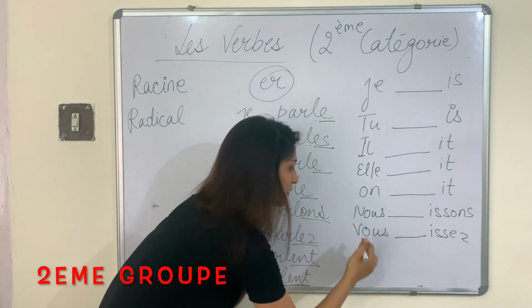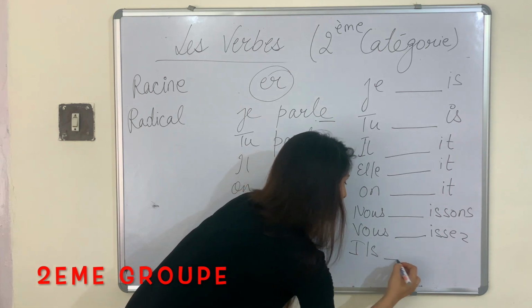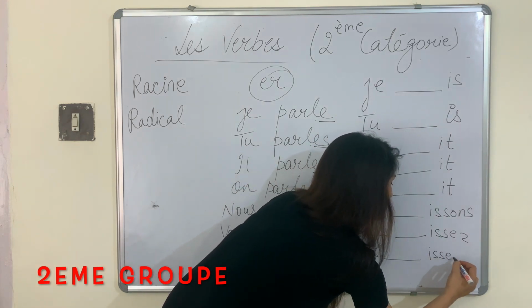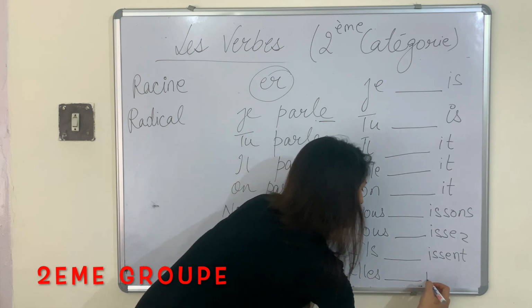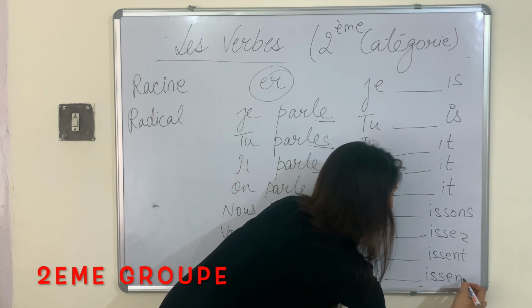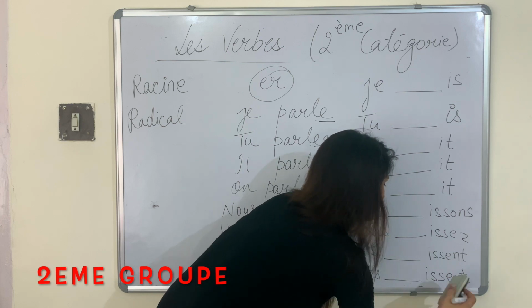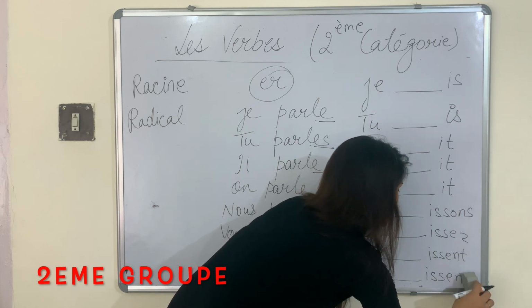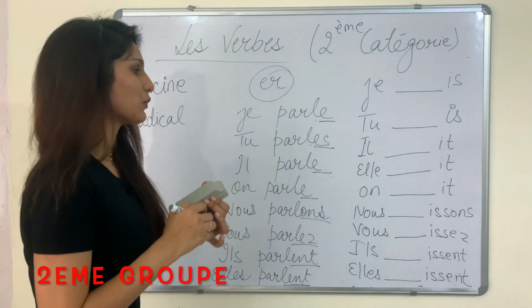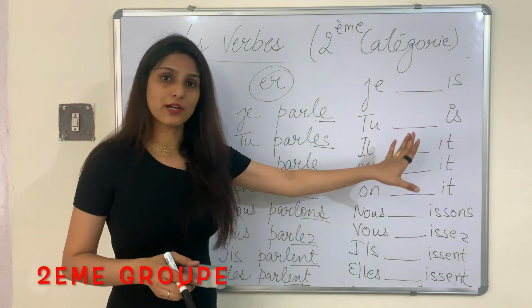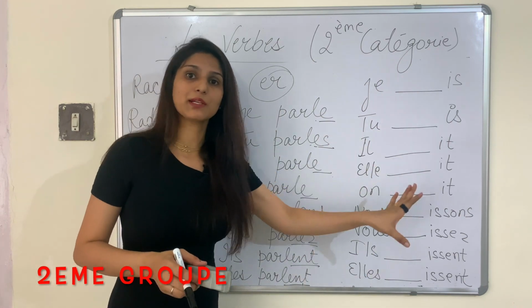This is going to be the terminaison. Il is it, and with ils it is issent, I-double-S, E-N-T in English, O-N-T in French. So this is your terminaison, which is going to be fixed for your second category verbs, deuxième catégorie des verbes.